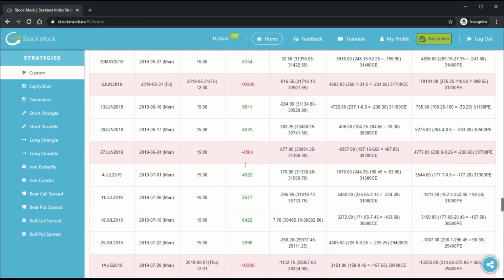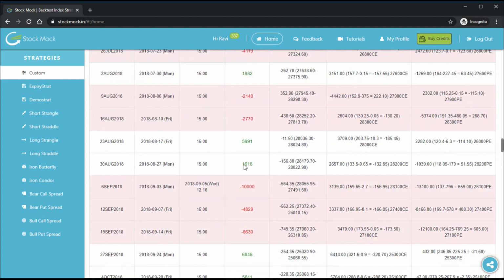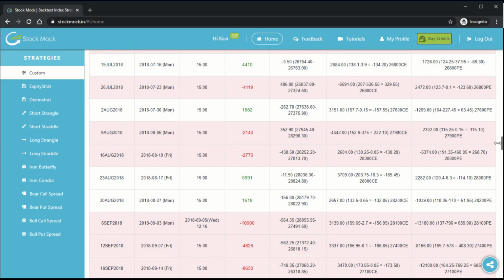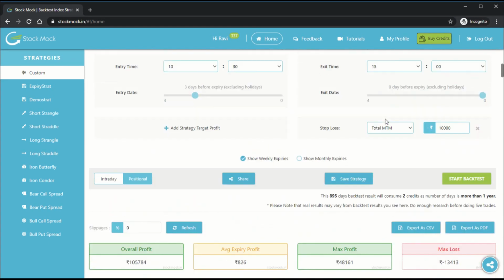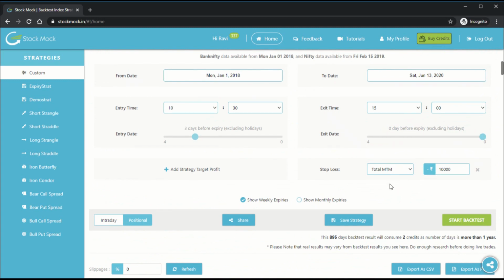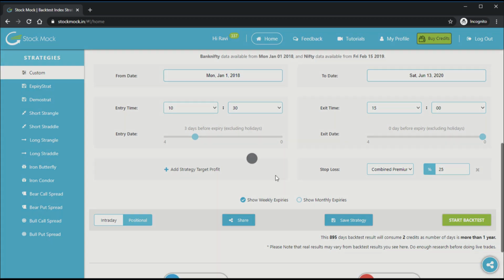Similarly, if you want to specify the loss component in terms of the premium involved, you can do that. Select the combined premium option, and for instance, let me specify the percentage as 25. I'm running the backtest again.